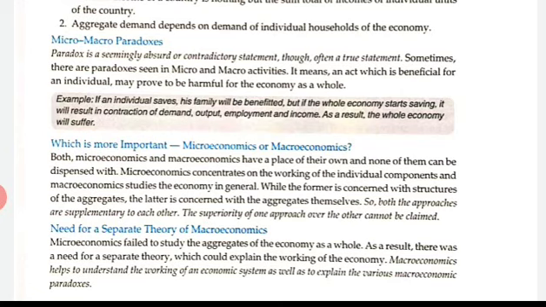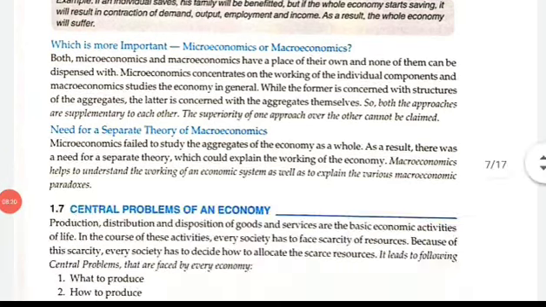So macroeconomics helped to understand the working of an economic system, as well as to explain the various macroeconomic paradoxes. Because micro was unable to do so, there was a need for the separate theory of macroeconomics. Clear children? So this is about micro and macro, the two branches of economics. Although they have split into two branches, they are interdependent with each other.